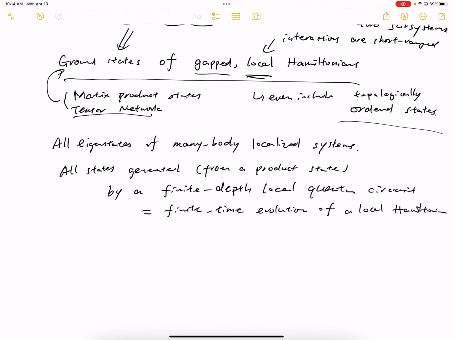Okay, so I'm running out of time. I'm going to stop here. In the next class, we're going to talk about states that do not satisfy the area law. There are also some good examples, and we'll go from there.